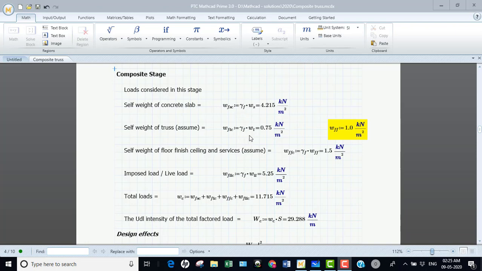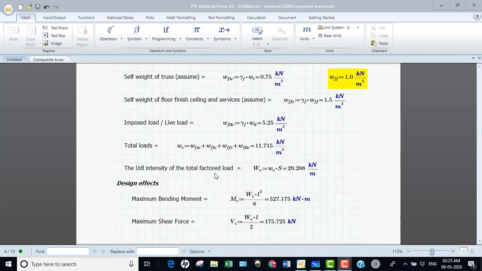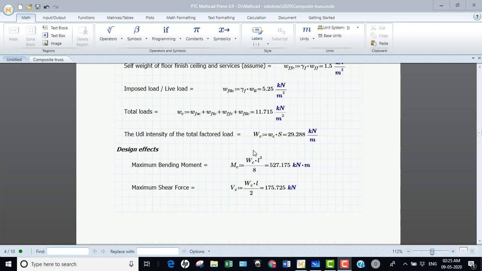Here I factorize all the loads. I know the suitable partial safety factor for dead load and live load. So after factorizing all the loads, I get the total load. Then I convert the total load into UDL. Then for the UDL, I calculate the design effect on the composite truss in the composite stage.